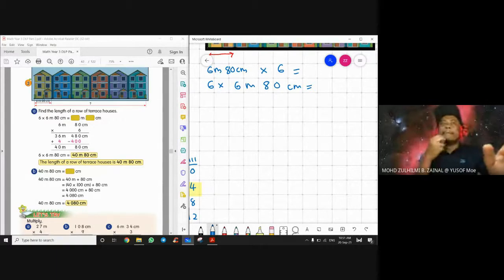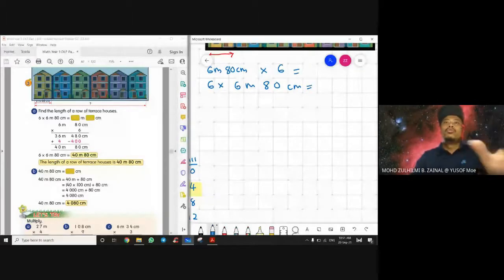Jangan pergi tukar jadi 680 cm pula. Jangan tukar. Okay. Sebab nanti kamu kena buat multiple working nanti. So no need. You just remain with the same unit. Okay, 6 meters.